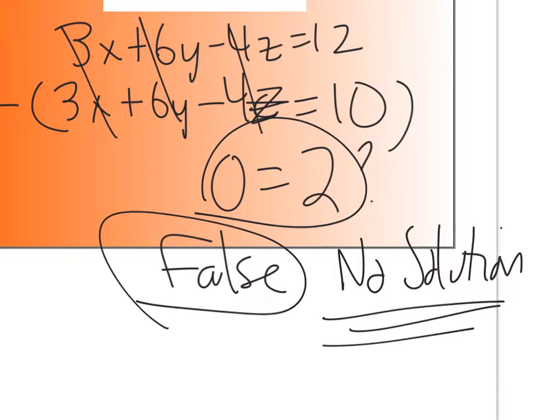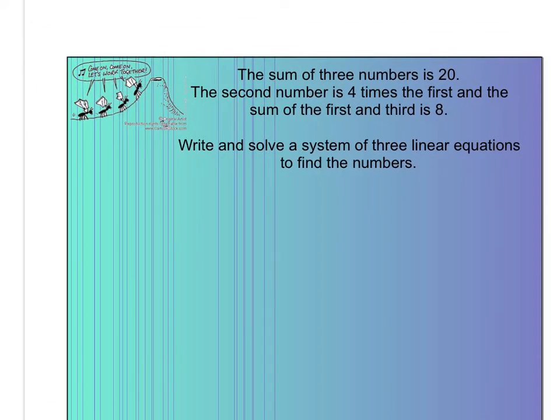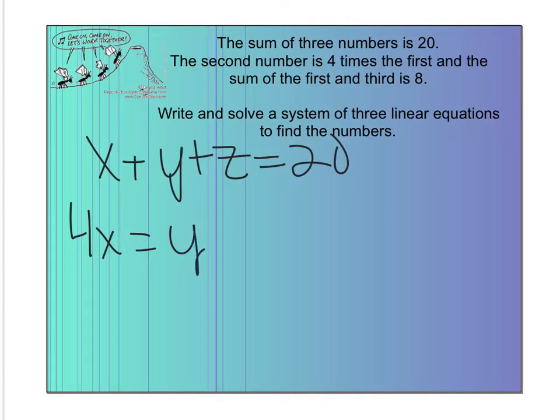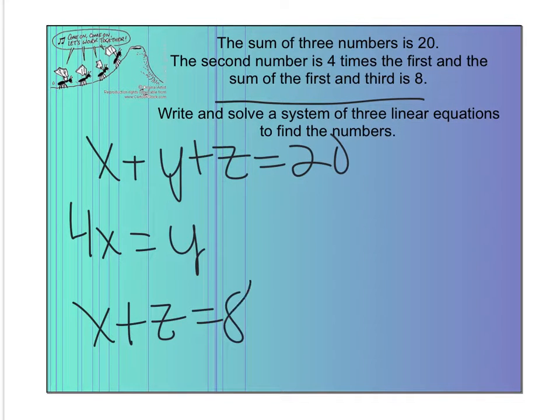Okay, so that's going to be my... All right, so for this one, you have x plus y plus z equals 20. The second number is 4 times the first. So 4x, 4 times the first equals the second. Sum of the first and third is 8.